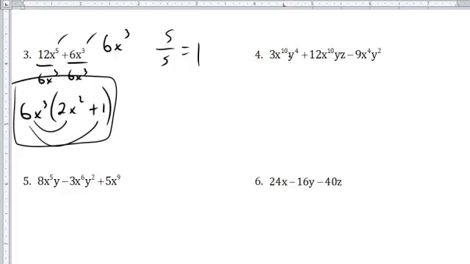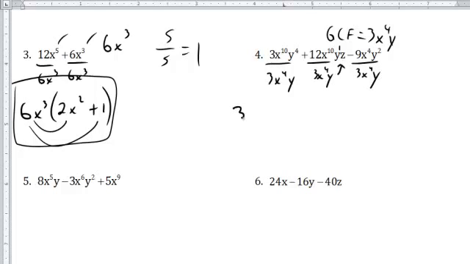The next one looks a little complicated, but again, what are you pulling out of here? Let's look at the number. Do you guys agree that my greatest common factor is 3? And look at the exponent for the x to the 4th, and the y to the 4th, y to the 1st, and y squared, so it's just y. And this one is the only one that has a z, so that's not a greatest common factor. So literally it's 3x to the 4th y. Don't forget to write it out there.